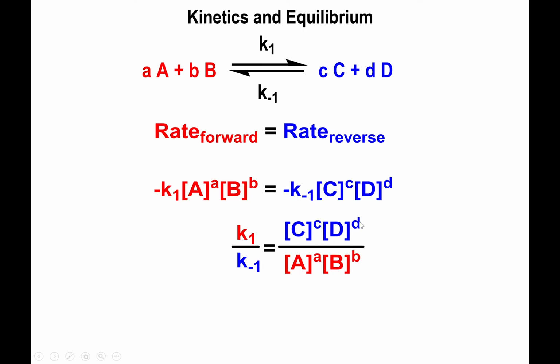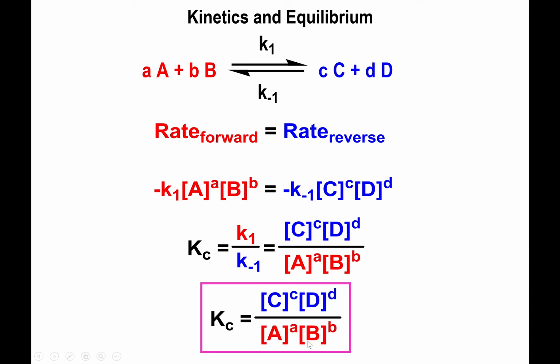Products raised to their coefficients divided by reactants raised to their coefficients. And I'm also dividing both sides by K negative 1, yielding the following expression on the left side. And the rate constants divided by each other is what we actually refer to as the equilibrium constant, and we express that as big K with a C as a subscript. So this is the expression of equilibrium, and granted this is based on the elementary steps, but it turns out that this applies to overall reactions much the same way.